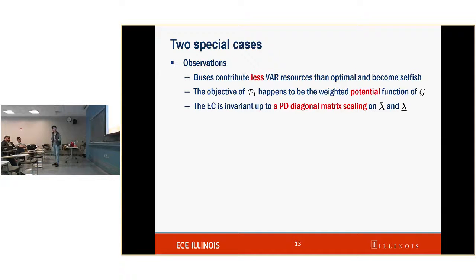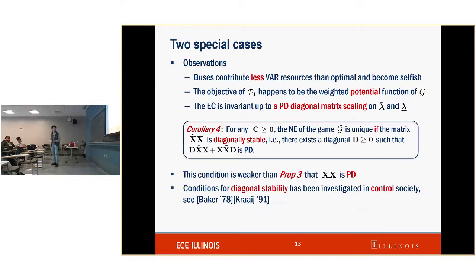Also, in the proof of this theorem, we observe that this KKT condition is invariant up to a positive definite diagonal matrix scaling. Therefore, we have another corollary, which is another sufficient condition for the uniqueness of this equilibrium. Interestingly, this diagonal stability has been investigated in the control society. It's related to the solution of the Lyapunov equation, so there are some results we can use as a condition for the uniqueness. This is a very interesting connection.